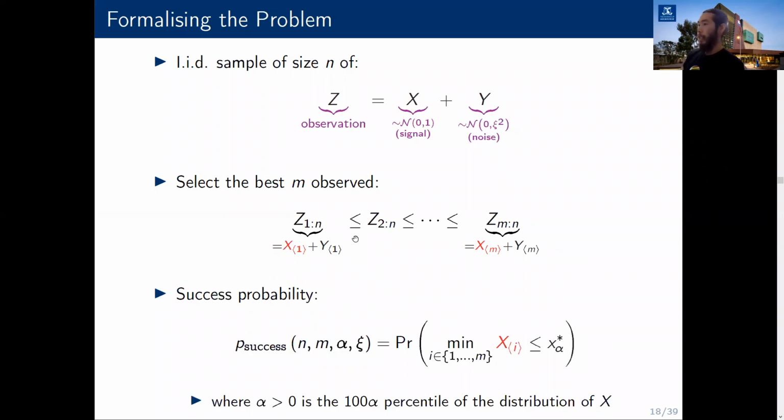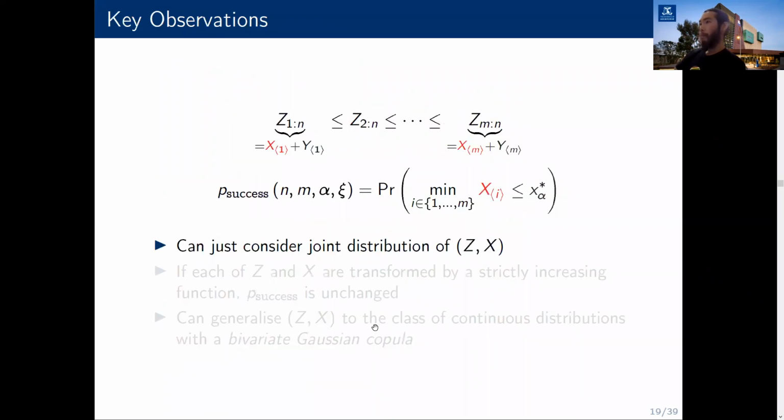And so we ask, well, the success probability is the probability that at least one of these X values that we care about is less than or equal to some threshold, where this threshold is defined by the 100 times alpha percentile of the distribution of X. So there's a few key observations here we can make about this success probability. First of all, we can actually just consider the joint distribution of Z and X. So we don't actually need to specify what Y is if we're given this joint distribution.